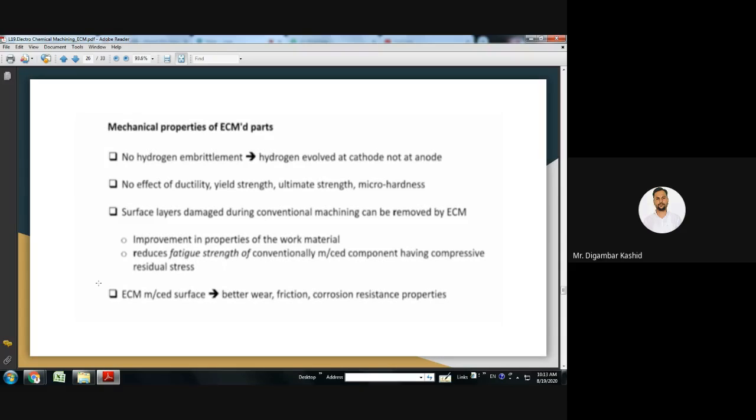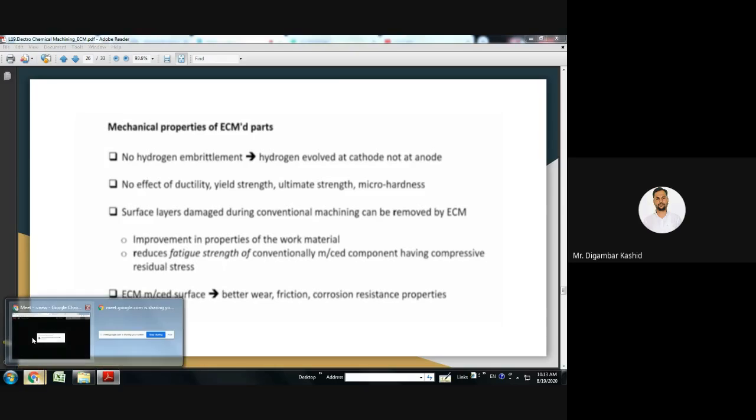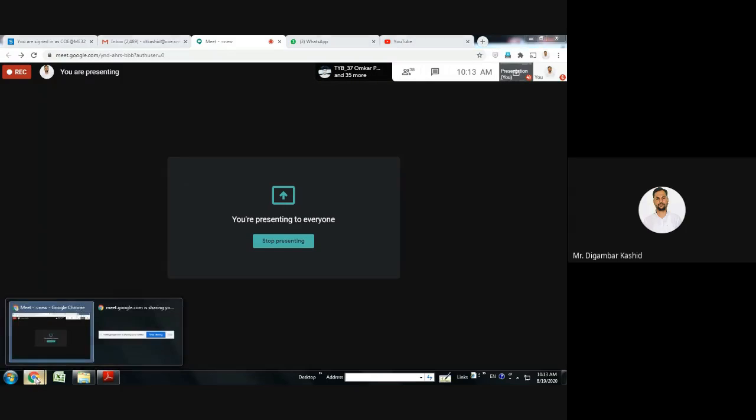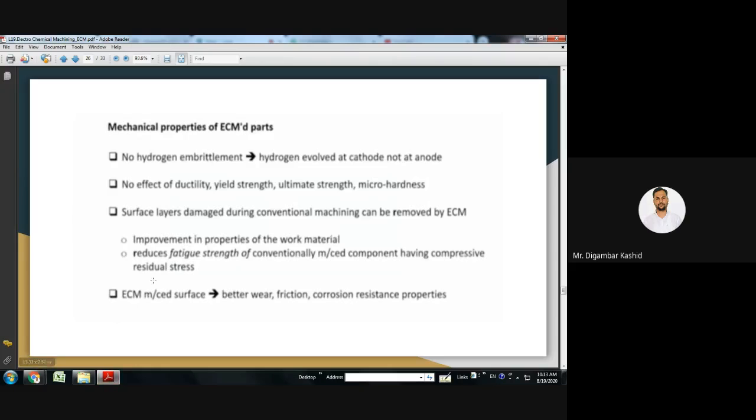These are the mechanical properties of the components machined by electrochemical machining. In our syllabus there is no specific point about this, but we should know whether there is any effect of electrochemical machining on the machine component, and for that purpose I have taken it. So this is about the advantages, applications and mechanical properties of ECM machined parts.